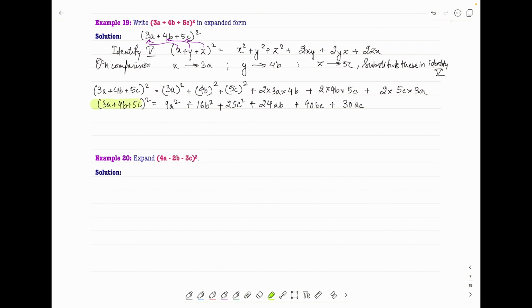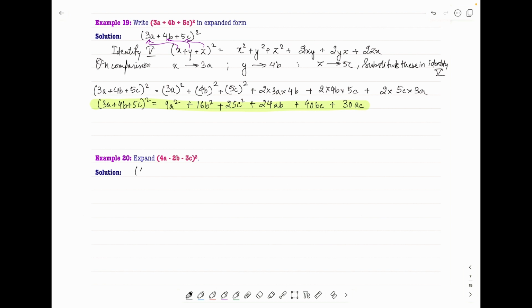(3a + 4b + 5c) whole square is 9a square plus 16b square plus 25c square plus 24ab plus 40bc plus 30ac. Okay, so this is our question.